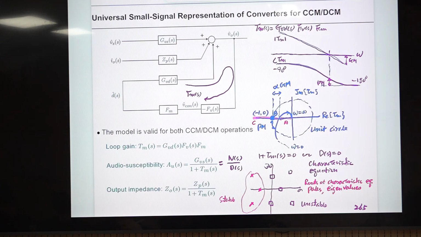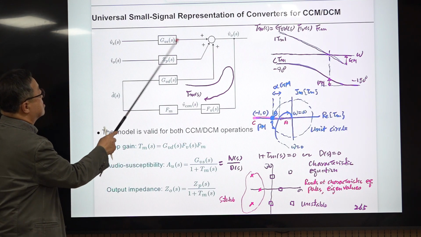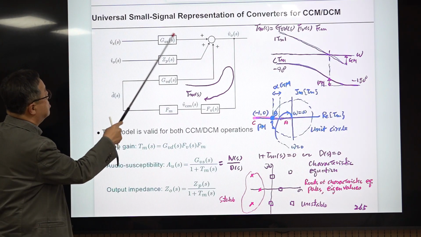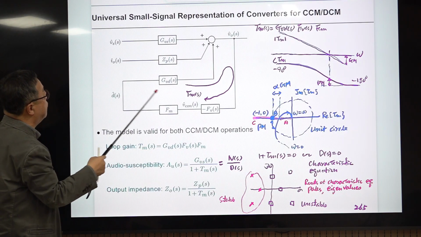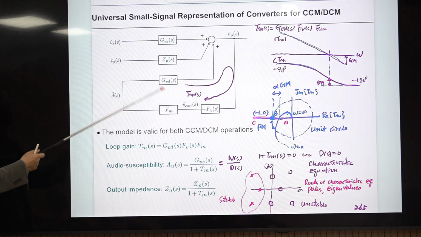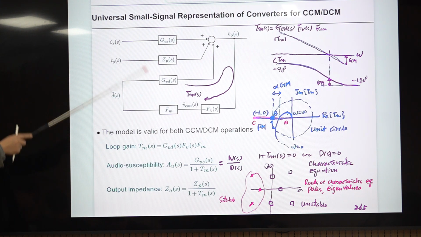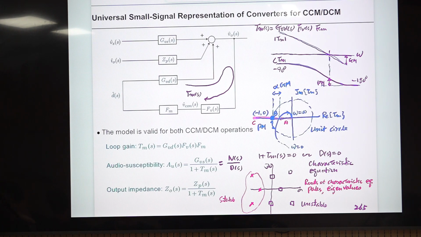So this is the universal representation of the small signal model of all the converters in CCM or DCM. That depends on this. This is the transfer functions of the CCM. Then it becomes a CCM model if they are from the DCM small signal model, power stage model, it becomes a DCM model. So this can be considered as the universal. Right? It's not really universal. You need to know this. Three of them.